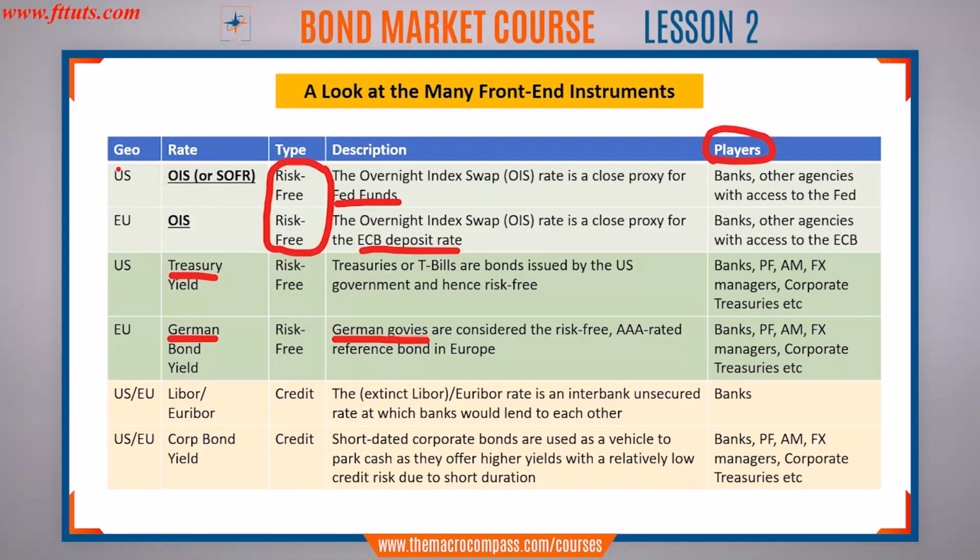Why am I mentioning that? Because in the US, you can see that I mentioned here OIS or SOFR. And SOFR basically represents a blend of repo rates that go on in the United States. So basically you can have an idea of where the repo market is traded, and the repo market is used by many of these players here to try and access a risk-free rate without having access to OIS or the Federal Reserve.